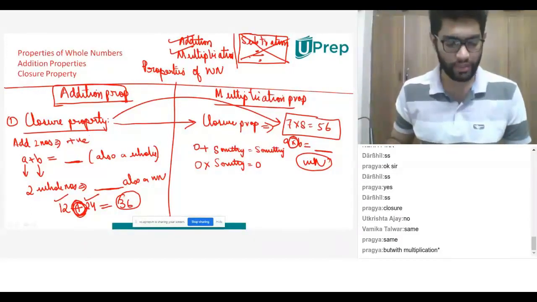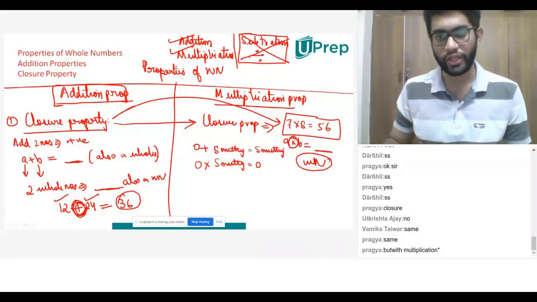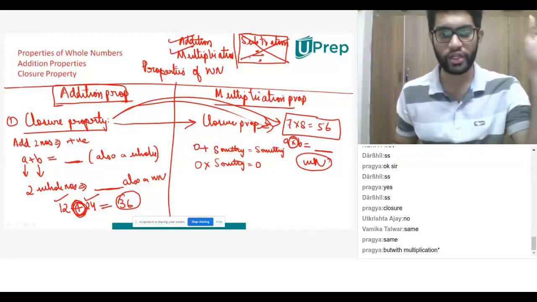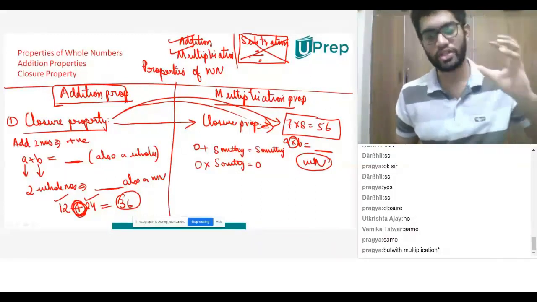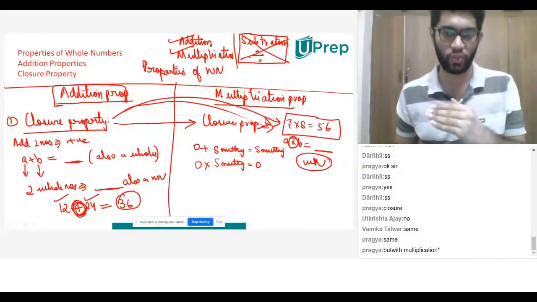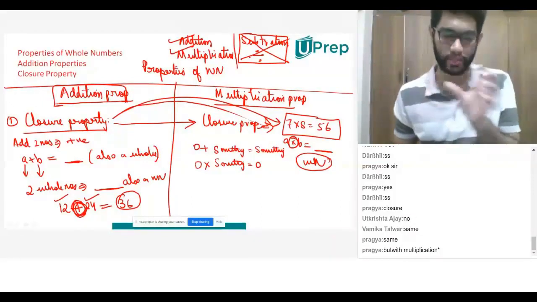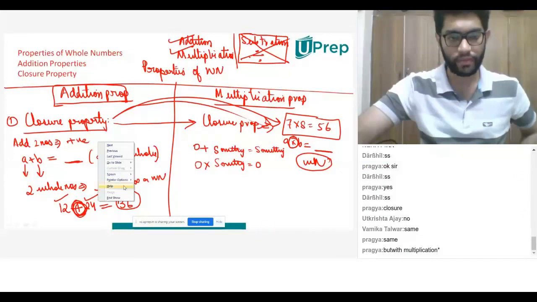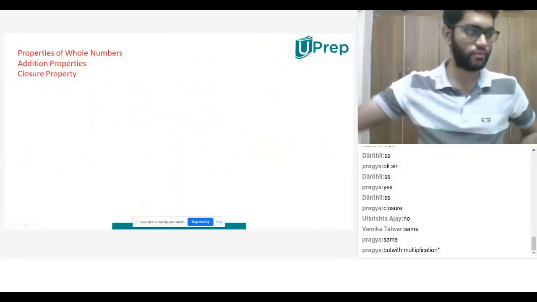So guys, whenever we study properties, we are going to study them together. I am not going to go addition properties: closure, commutative, distributive, etc. In addition, what is closure? In multiplication, what is closure? So that we are able to correlate. Is that clear? Is the first closure property clear, guys? Let's move on to the next one.